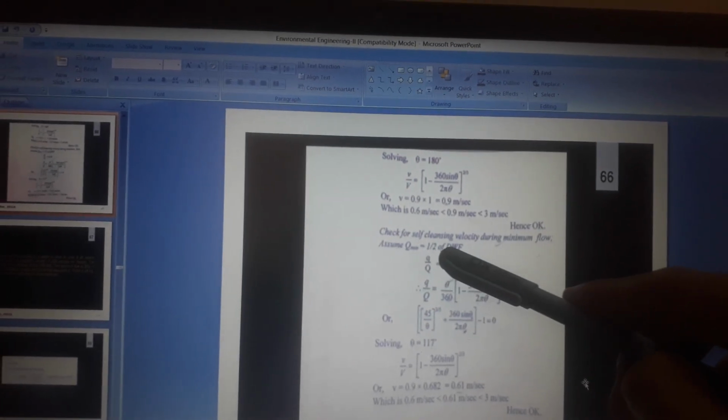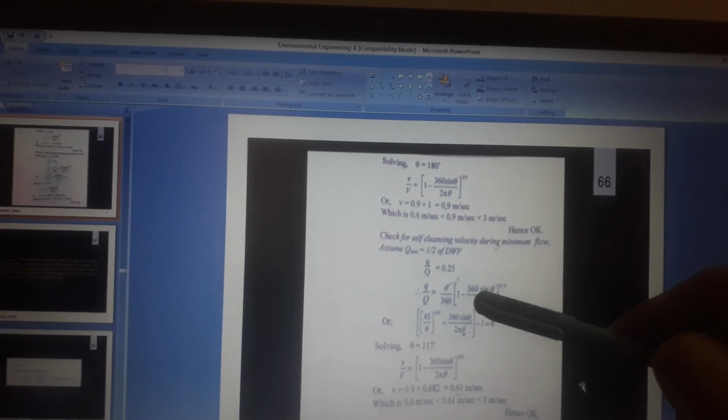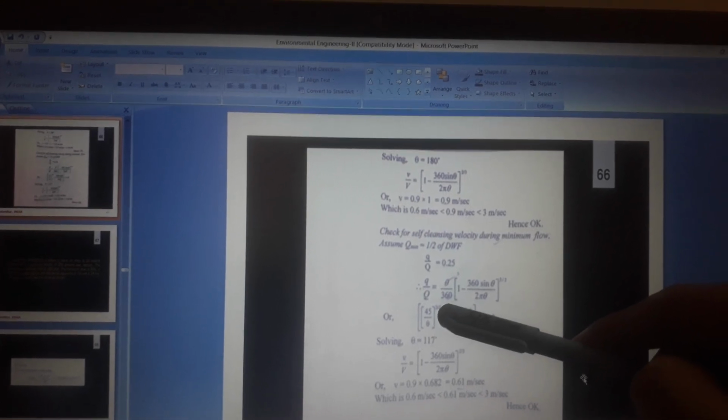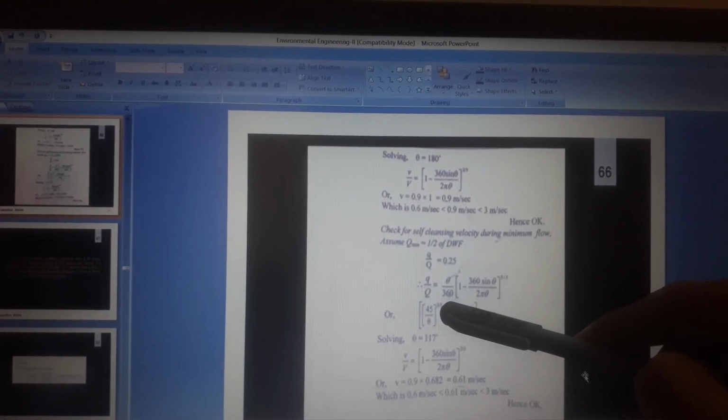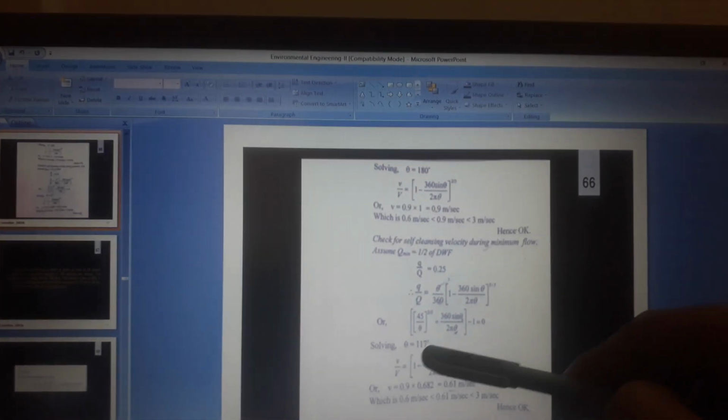Check for self-cleansing during minimum flow. Assume Q minimum is equal to 1 by 2 of DWF. Small q by capital Q is equal to 0.25. Therefore, small q by capital Q is equal to theta by 360 into 1 minus 360 sin theta by 2 pi theta whole raised to power 5 by 3, or 45 by theta raised to power 3 by 5 plus 360 sin theta by 2 pi theta minus 1 is equal to 0. Then theta is 1 degree.